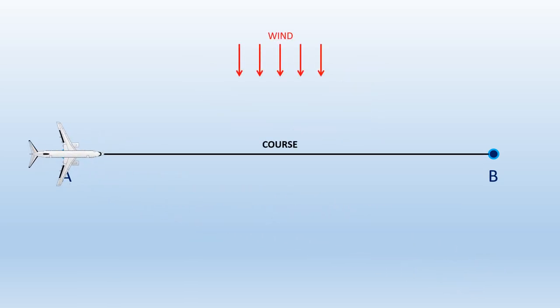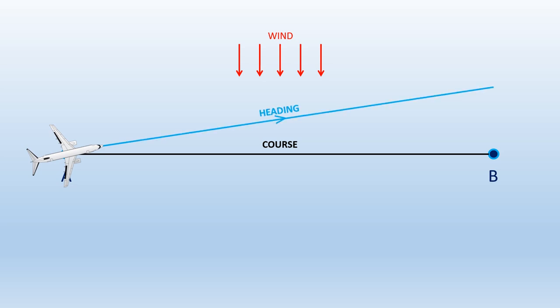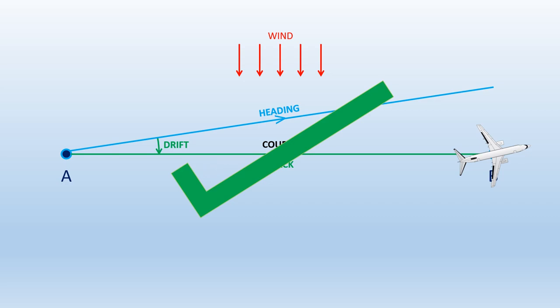The correct way to fly is by pointing the aircraft nose into the wind. The direction where the aircraft is pointing is known as heading. By doing this, the wind will blow the aircraft to the right. This will cause the track to be the same as the course. This is the correct way to fly.